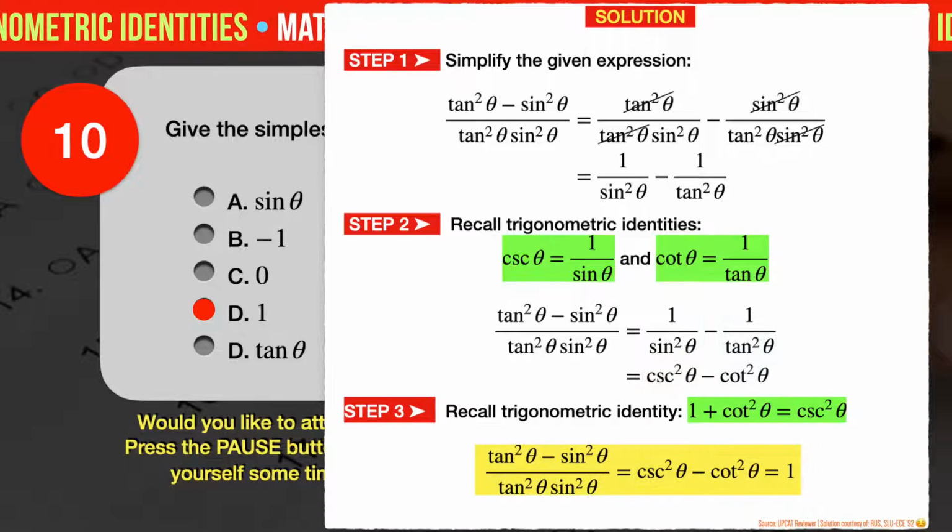We also recall the Pythagorean relationship of cosecant and cotangent as follows. 1 plus cotangent squared theta equals cosecant squared theta. Rearranging this Pythagorean relationship a bit will result in cosecant squared theta minus cotangent squared theta equals 1. Therefore, our given expression, which we have so far simplified into cosecant squared theta minus cotangent squared theta, can be further simplified to simply equal 1.